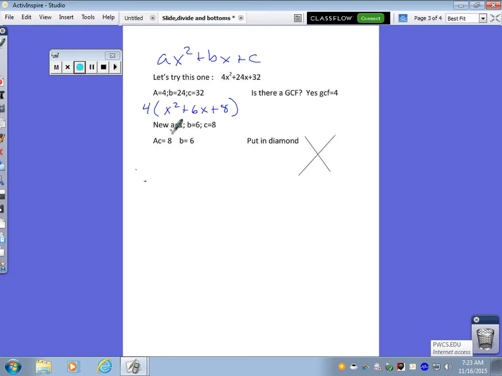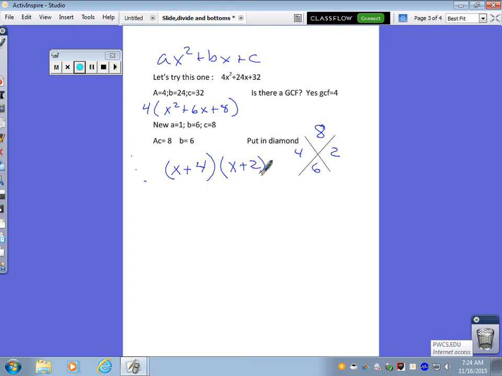Now, our new a, b, and c is 1, 6, and 8. So here we do it again. A times c is 8, and b is 6. So we're thinking to ourselves, what multiplies to 8 and adds up to 6? Well, 4 and 2 work great. So again, we put them in our parentheses. So it's x plus 4 is one parenthesis, and x plus 2. Since both values are positive, we have plus signs in the parentheses.